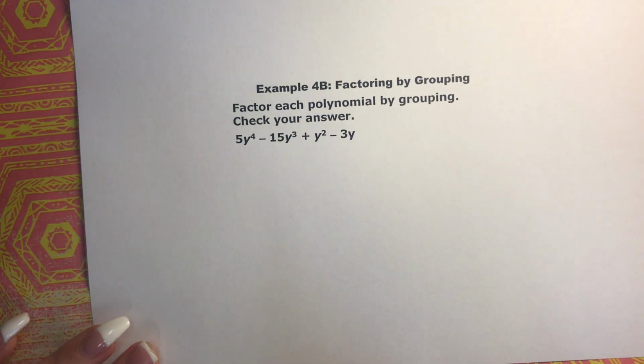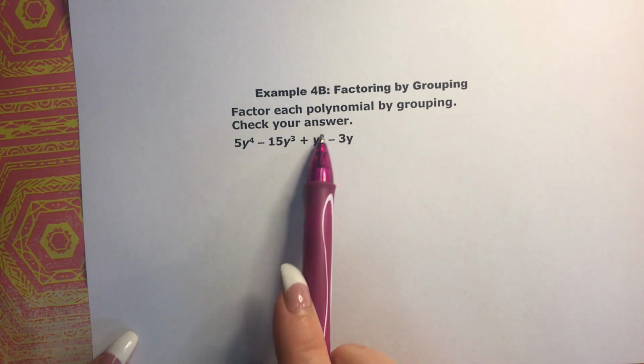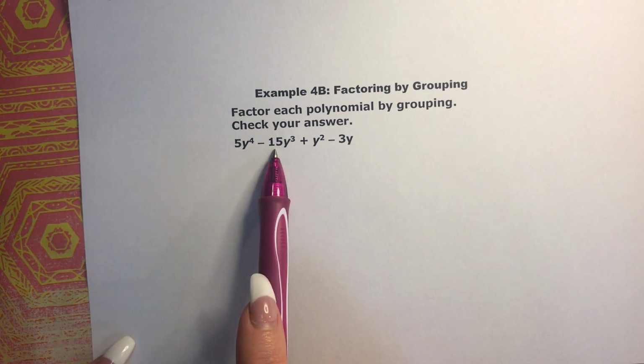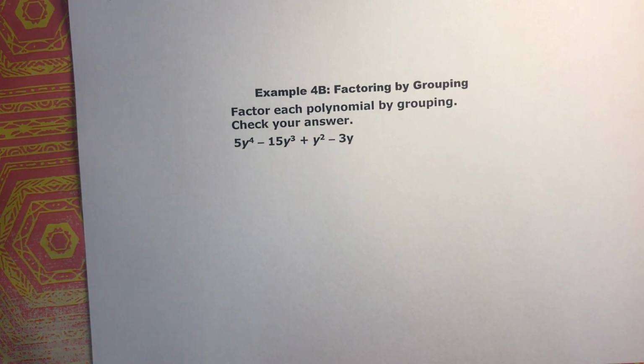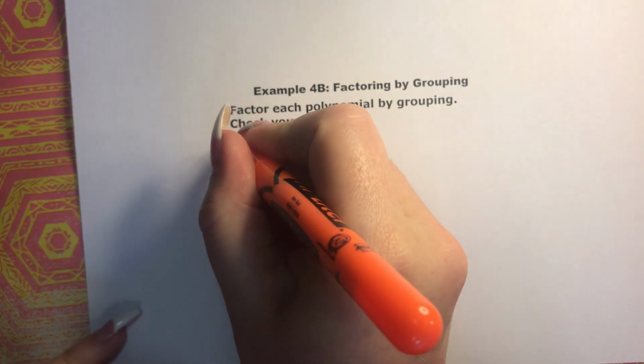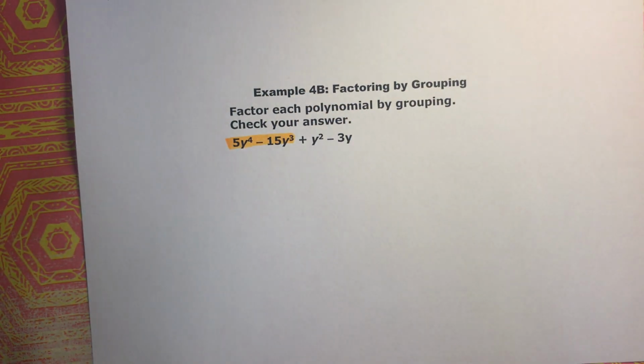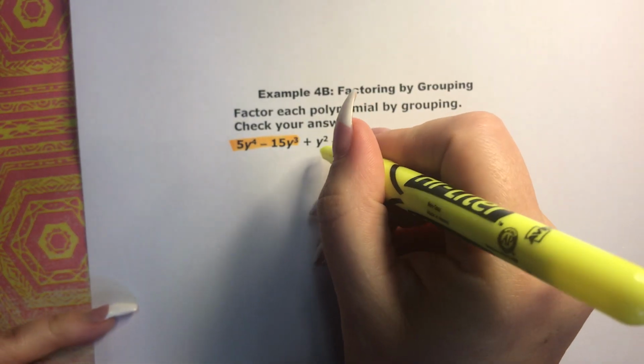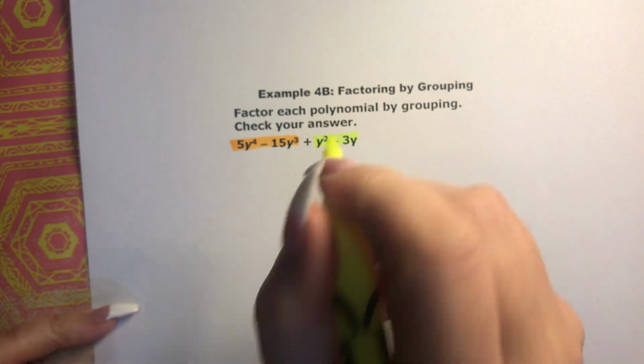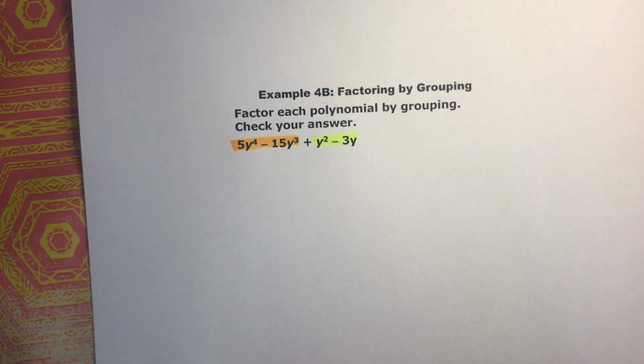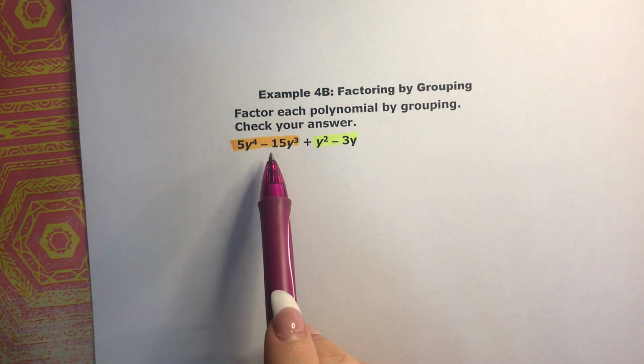Okay, let's go ahead and try this again. So we're going to factor each polynomial by grouping and then check our answer. So we see there's 1, 2, 3, 4 terms. So the first thing we're going to do is look at these first 2 terms, right? And look at these last 2 terms. Okay, and then we're going to factor out that GCF.